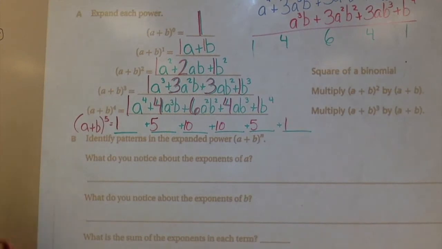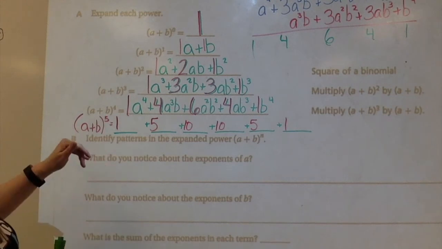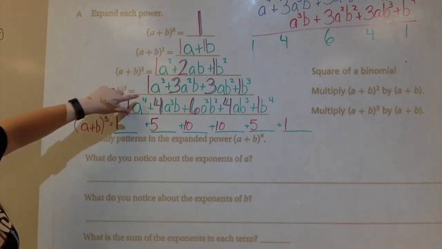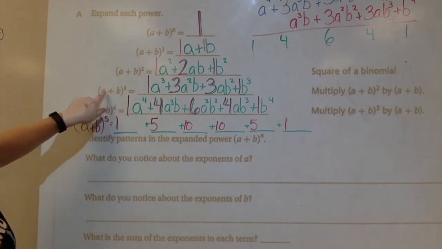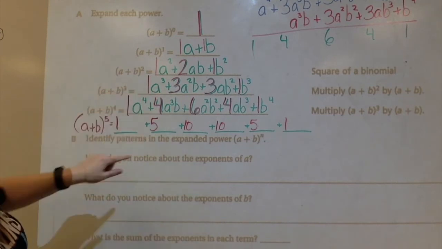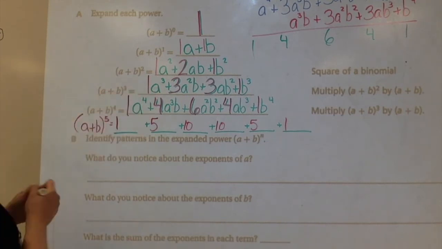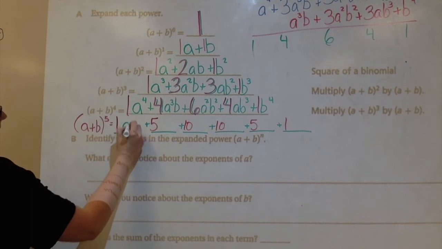Also, notice the pattern in the exponents. Your exponent is going to start with the exponent that you are working with. So a plus b to the 4th started with a to the 4th. A plus b cubed started with a cubed. So a plus b to the 5th is going to start with a to the 5th.